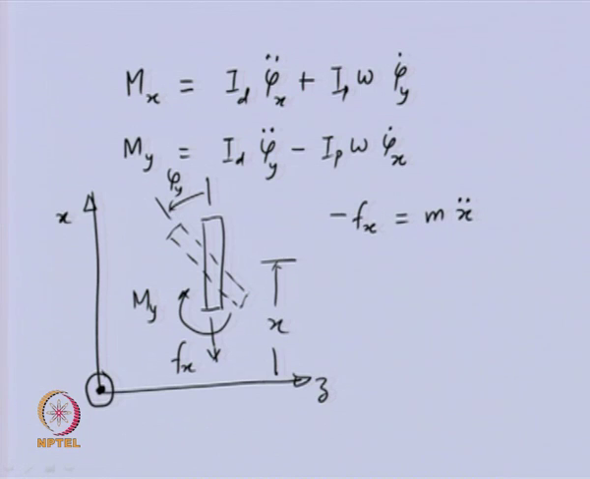Then regarding moment, we have, let us say, y z. I am writing this as zx plane moment, which is this one, zx moment. This is the external moment.